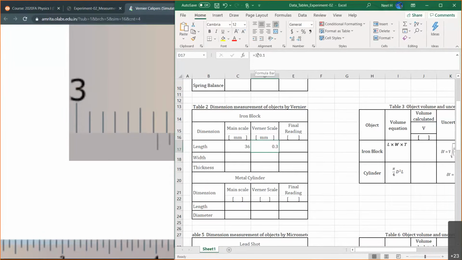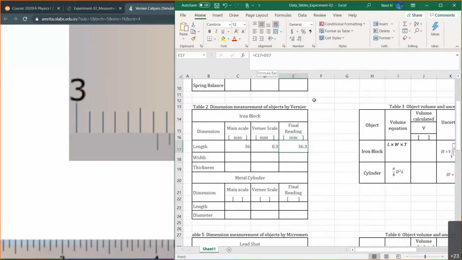Because I always have to have a unit for every measurement I do. Everybody get that? Any question? Then the result is automatic. I have two scales, and to get the final reading you have to add them together. It's a very simple addition: 36 plus 0.3. So I add these two, 36.3, in units of millimeters. In units of millimeters. Question?